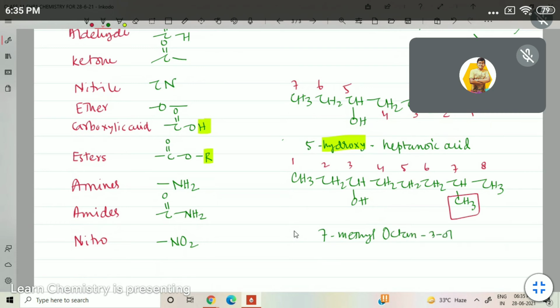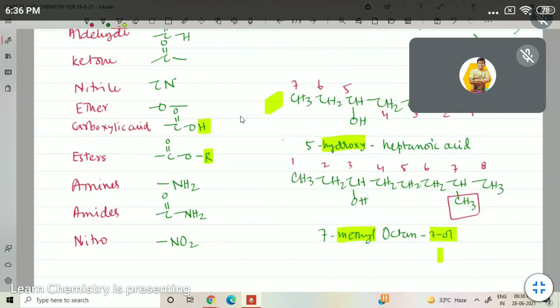3 ol. Why is this ol? Because we take this as alcohol when the OH will come as a suffix. That is, the group having more priority will be written as the suffix. Okay, and the group having less priority will be written as the prefix. Okay, that has exactly happened in case of the previous one also. The hydroxy, that is the OH group, was a less priority group in that case, so it was written as a prefix, hydroxy. But in this case, it has been written as a suffix. Why? Because this group contains more priority.